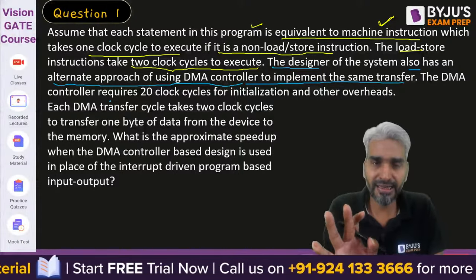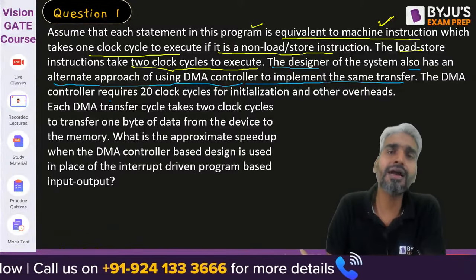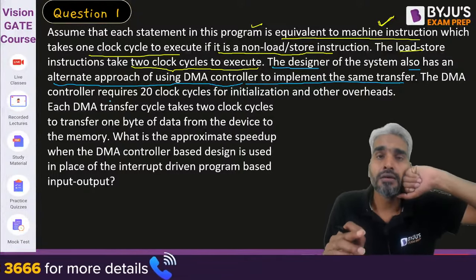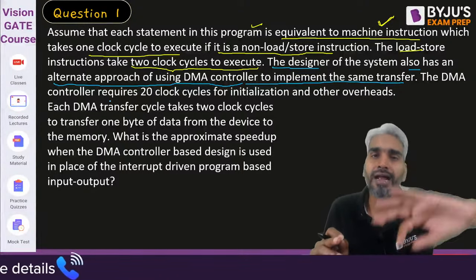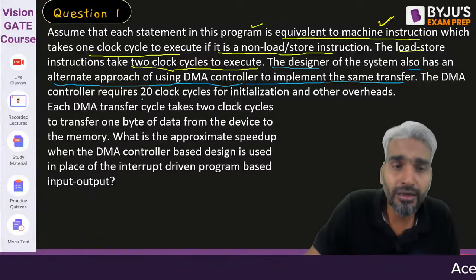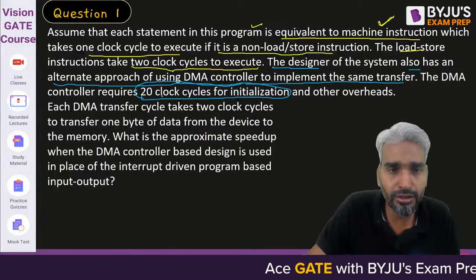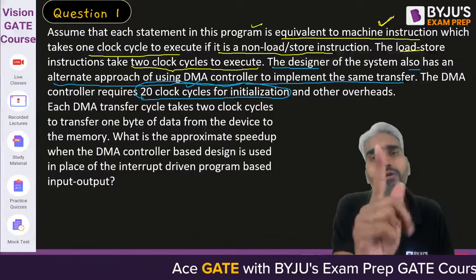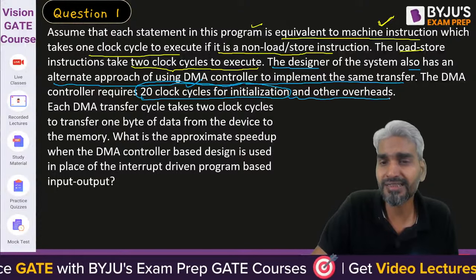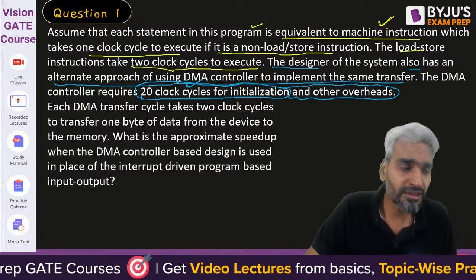First, you will initialize the DMA controller, then the DMA controller will send the signal to the IO devices to prepare the data. Once the data is prepared, the DMA will transfer the data from IO device to memory based on the latency of the memory device. The DMA controller requires 20 clock cycles for the initialization. It will be required only once, and any other overheads can also be completed within these 20 clock cycles.